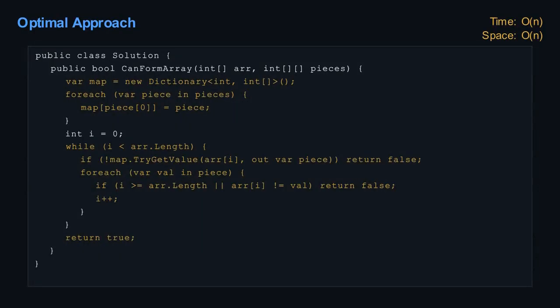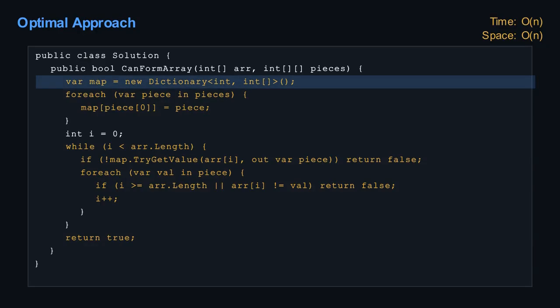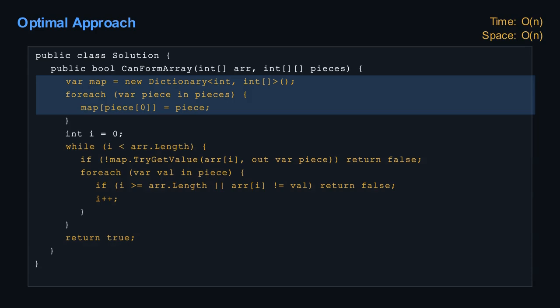The key insight for optimization is that each piece is uniquely identified by its first element. If a piece starts with a particular number, that number will appear in the main array ARR only once as the start of that specific piece. This suggests using a HashMap. We can preprocess all pieces by storing each piece in a dictionary, using its first element as the key. This allows for big O of 1, constant time average time lookups.